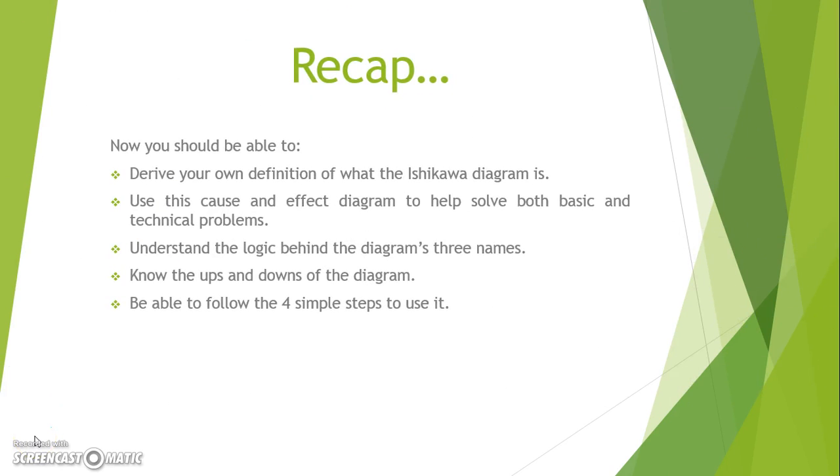Now this is the end of the video, so we should be able to recap all of our objectives. By now you should be able to derive your own definition of what the Ishikawa diagram is. You should be able to use the cause and effect diagram to help solve both basic and technical problems and understand the logic behind the diagram's tree name. Also, you should be aware of the ups and downs of using the diagram and the four simple steps used to implement the diagram.